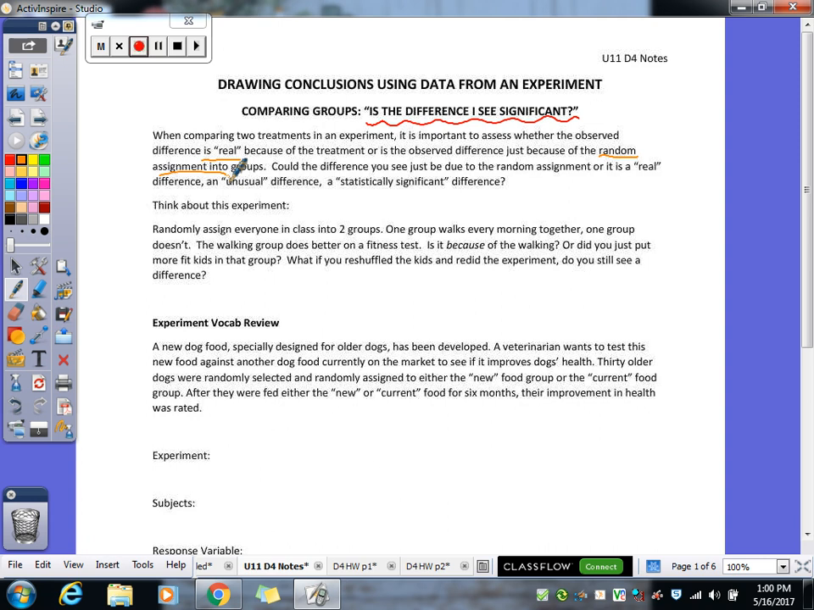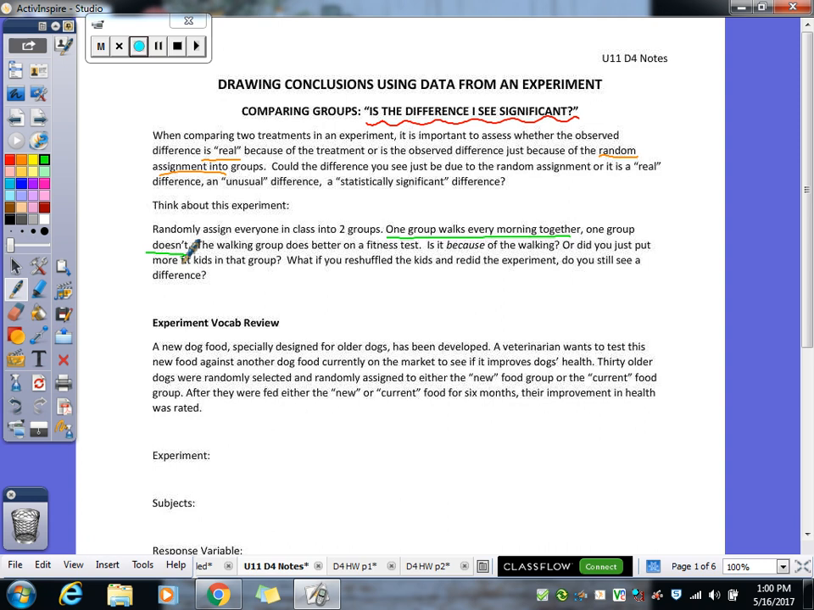To help you think about this, say we randomly assign everyone into two groups. One group walks together every single morning, whereas the other group does not. Then the walking group, at the end of the little study, ends up doing better on a fitness test. What you would be trying to figure out is, did that group do better because they were all walking together in the morning? Or did they do better purely because you happened to put students who were more fit in that group versus the group that didn't walk every single day?